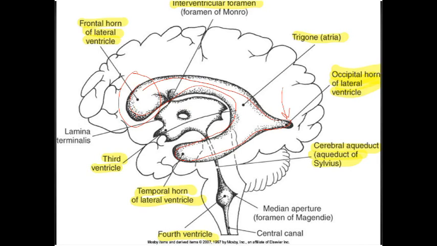or we can shorten that for horn. Typically we just say horn of the lateral ventricle, that's what the name usually implies. Just below the lateral ventricle, we have the third ventricle. And then, as we see, the aqueduct of Sylvius actually connecting the third ventricle to the fourth ventricle.